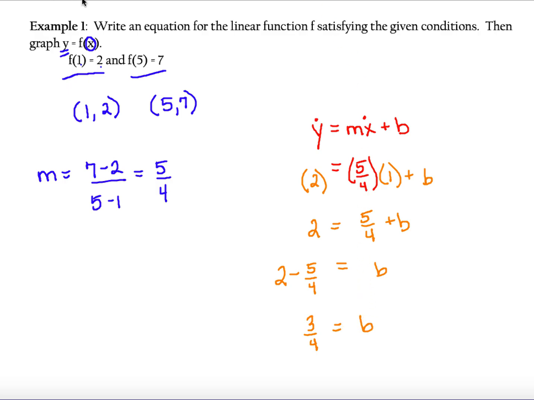That means if I'm going to write my final answer, remember they asked us to write an equation for that linear function, y equals 5/4 x, 5/4 was my slope, plus 3/4, which is my b value, as my final linear equation. Now it also does ask us to sketch a graph of that, so I would let you put that into your graphing calculator to sketch the graph and ensure that it does in fact go through the points 1, 2, and 5, 7.